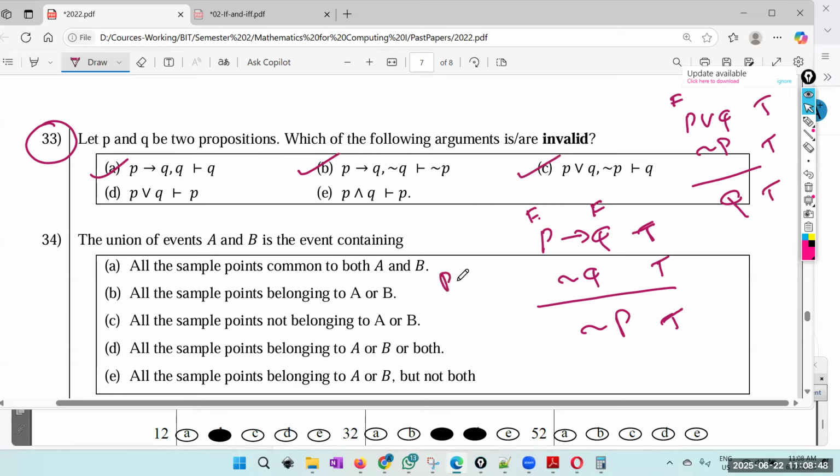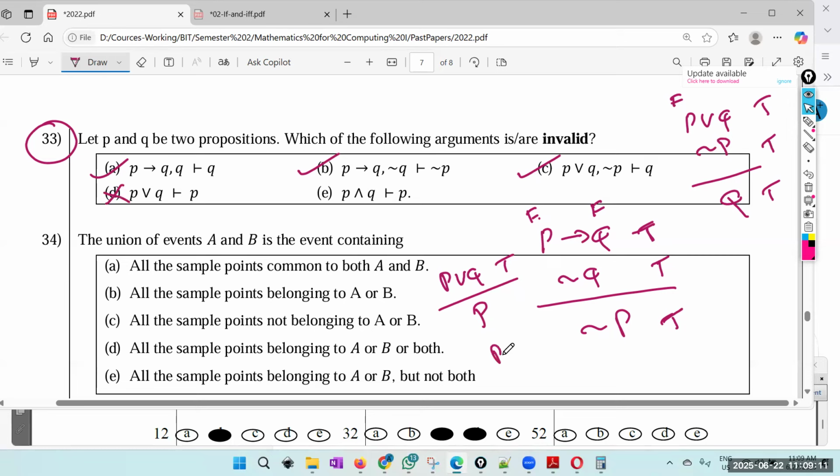Right. P or Q is true, therefore P. Now, this is true, but this can be true when P is true and P is false also, because when P is false, Q can be true. So therefore, P can be true or false. True or false means this can be valid or invalid. So therefore, that is not good enough.